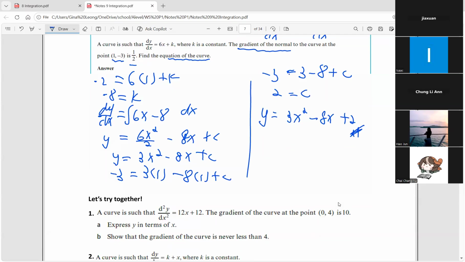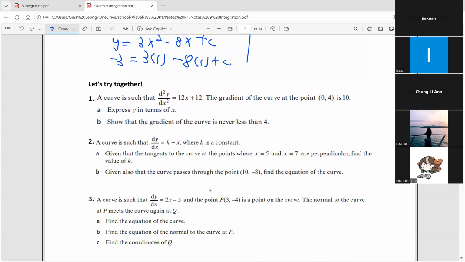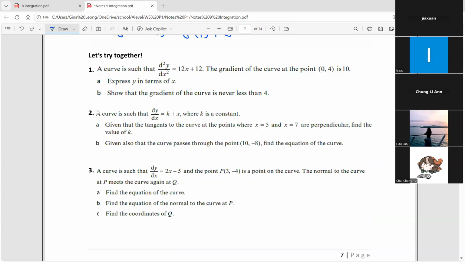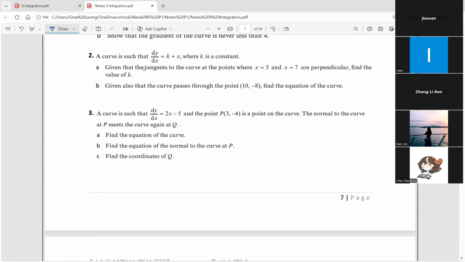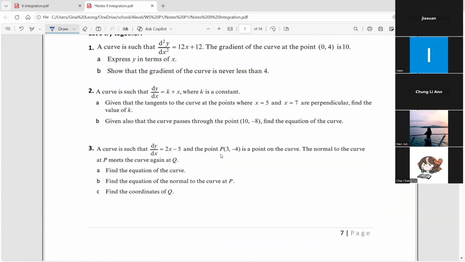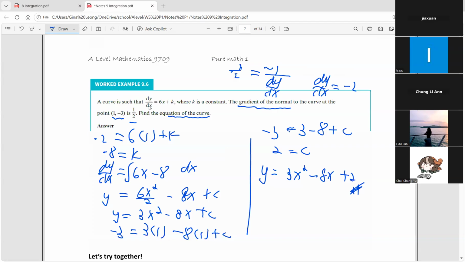You're okay? Okay, so the question here, you can try your own. The answer is also provided. I chose the question that is more about problem solving. This is not a direct question. This is d squared y dx squared, so if you want to get y, you have to integrate 2 times. That is what I said just now, they can give you the k, a, or whatever things. Then question 3 is almost the same as this example.